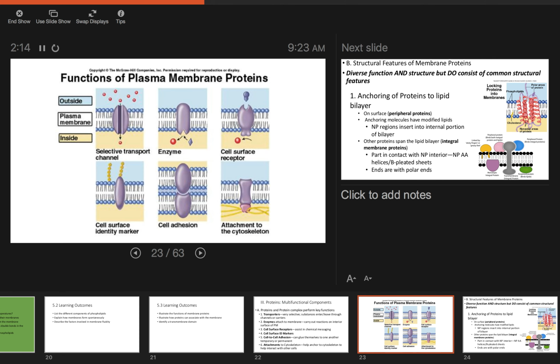So this is a slide that shows the 6 different functions. So here's my selective transport. Certain molecules travel through it. This is to represent enzymes that carry out chemical reactions. Cell surface receptor. So this molecule will dock and maybe transmit a signal. Here is our cell surface identification marker or identity marker with glycolipids and proteins, cell-to-cell adhesion, and then finally that attachment to the cytoskeleton.